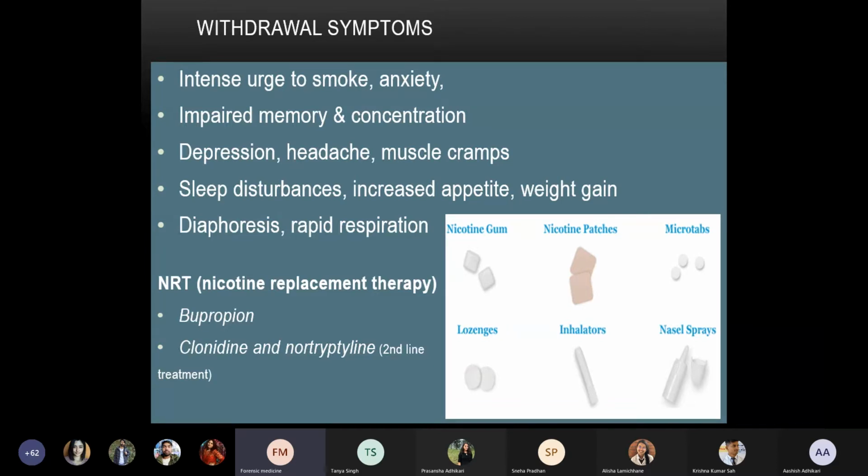Diaphoresis means excessive sweating. And the treatment of the withdrawal symptoms: the first line treatment is bupropion. The second line treatment is clonidine and nortriptyline. Besides that, we can also use nicotine gum, patches, microtabs, lozenges, inhaler, and nasal spray. So these are the nicotine replacement therapy used for withdrawal symptoms.